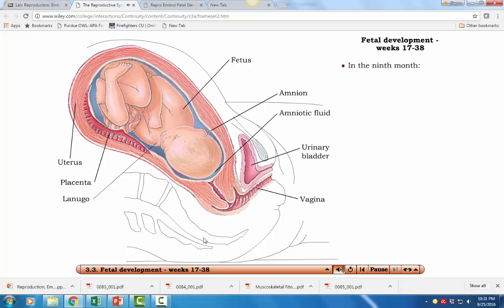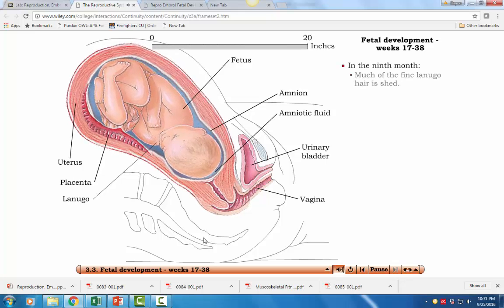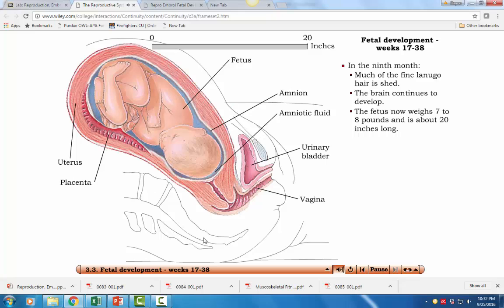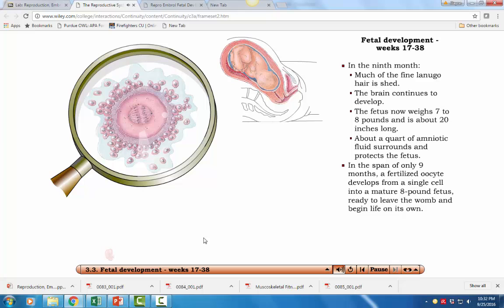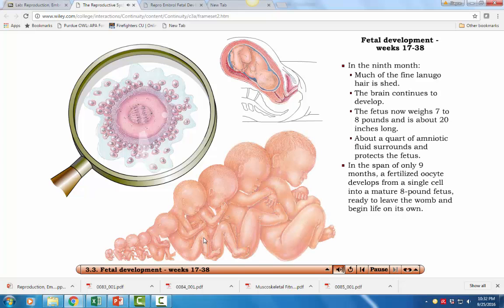In the 9th month, much of the fine lanugo hair is shed. The brain continues to develop. The fetus now weighs 7 to 8 pounds and is about 20 inches long. About a quart of amniotic fluid surrounds and protects the fetus. In the span of only 9 months, a fertilized oocyte develops from a single cell into a mature 8-pound fetus, ready to leave the womb and begin life on its own.